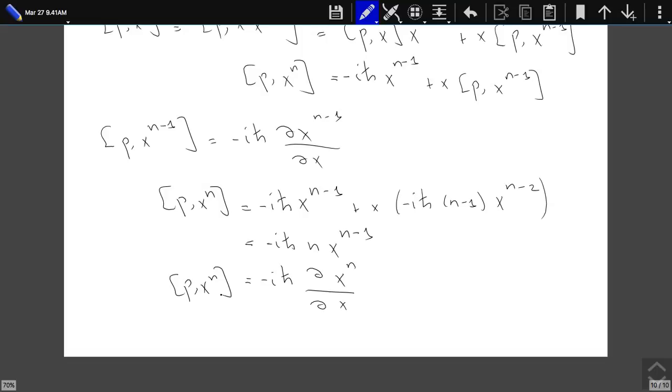Now let's see what I have done. This is what I had proved: if it holds for n minus 1, it also holds for n. That is what I proved in these last 3 lines.